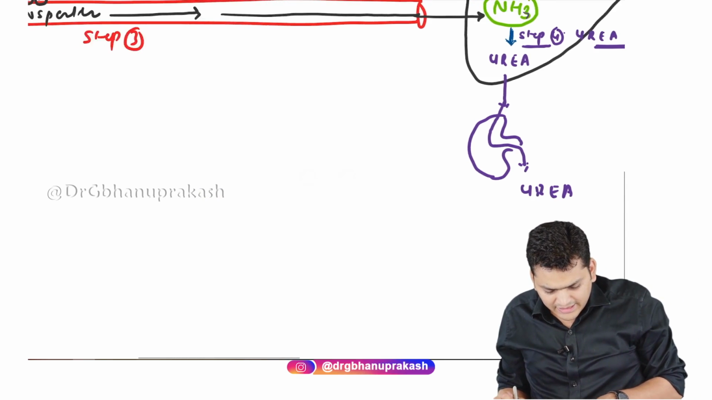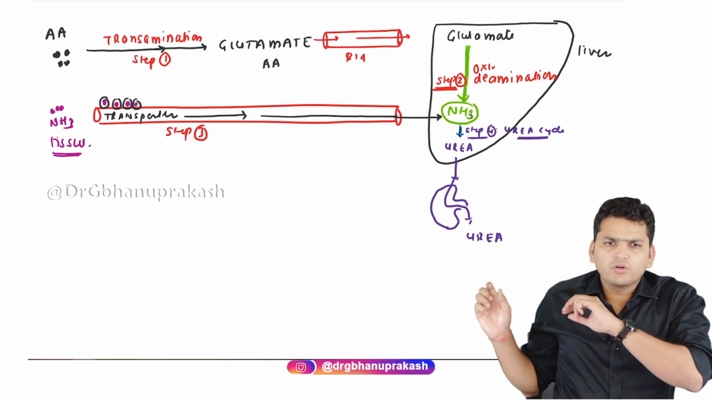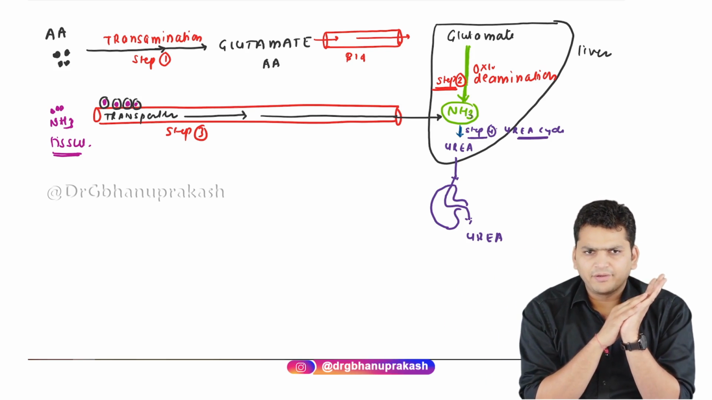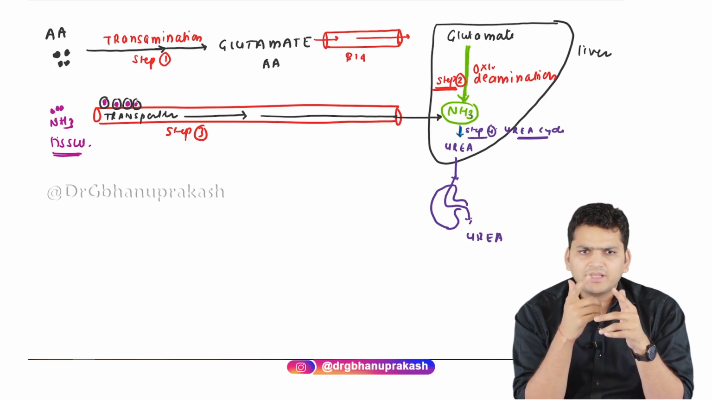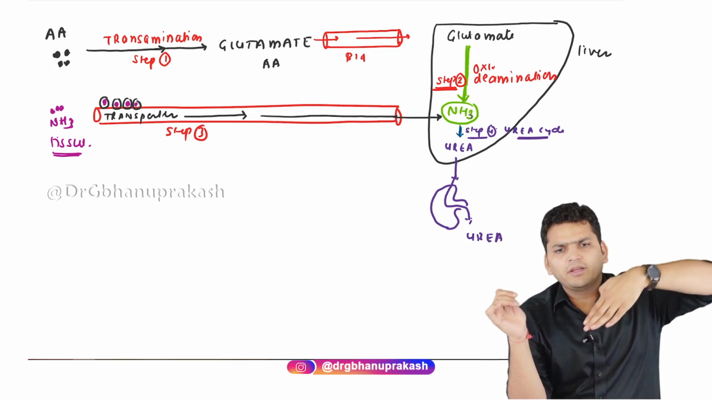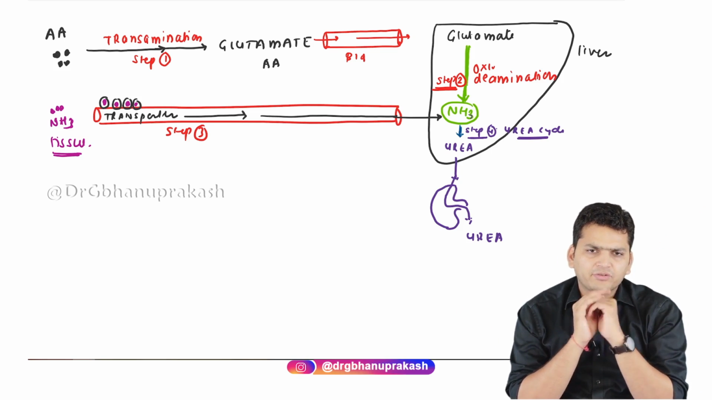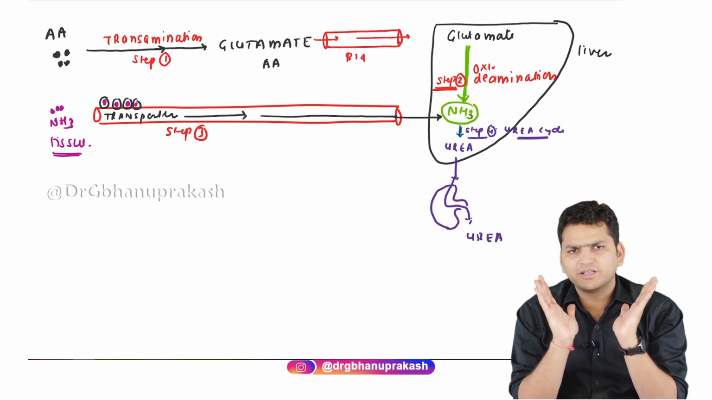So I can say that these are the 4 steps. First of all, you will convert all the amino acids into glutamate, right? That is called transamination. The reason is that glutamate easily donates the ammonia. So this glutamate will go all the way to your liver and will donate the ammonia. That is called oxidative deamination. So transamination, oxidative deamination, that is very straightforward.